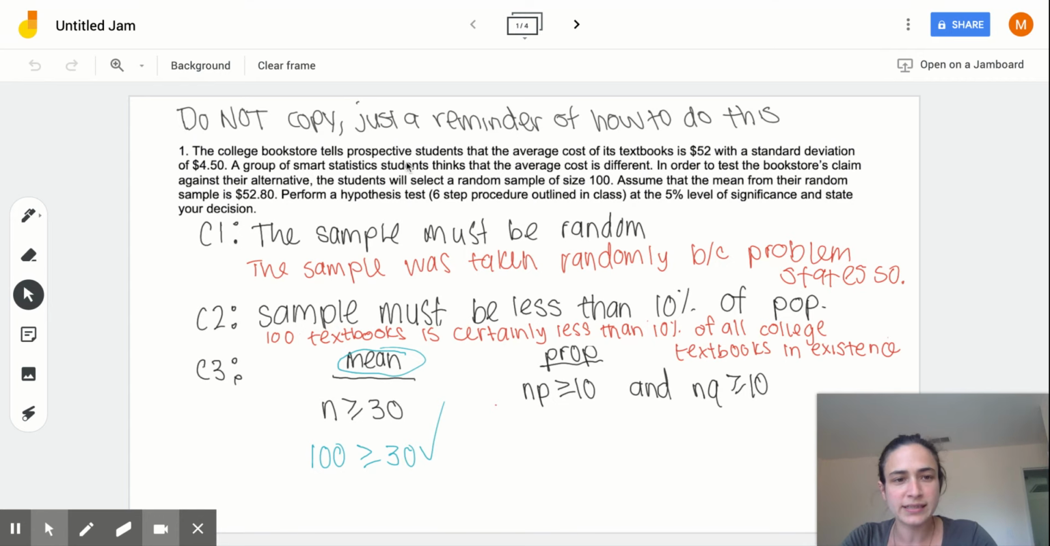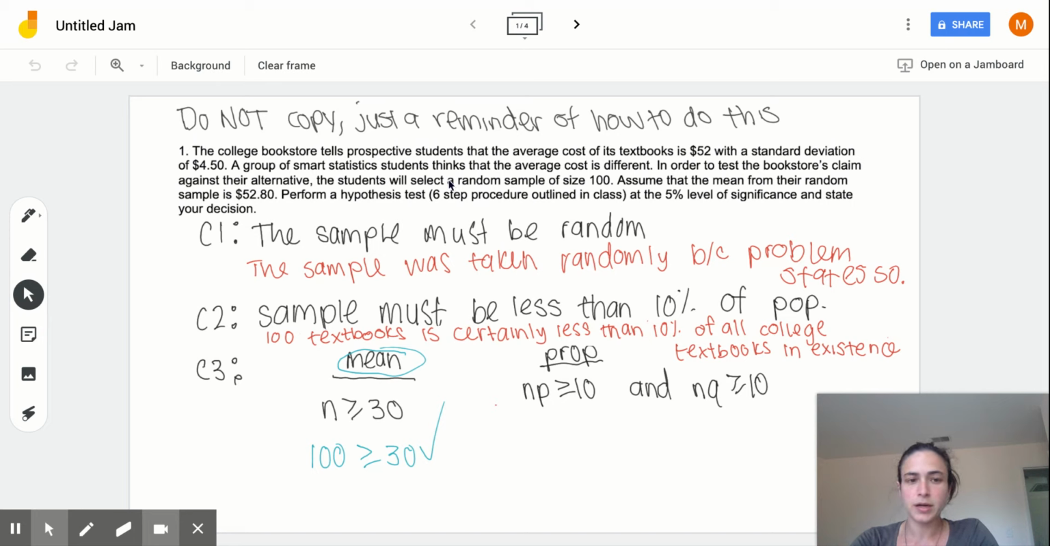Okay, condition one is that the sample must be random. So you want to go to the problem and see where it talks about the sample and find out if it's random. Right here it says the students will select a random sample of size 100. So the part in red is what you would actually write. You would say the sample was taken randomly because the problem states so, or something like that, because it does say that the sample was random.